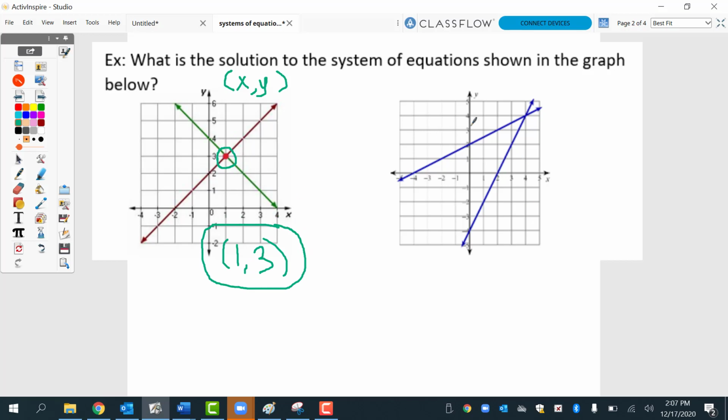Okay. In this graph over here, I see that the lines do touch. Where do they touch? Up here. And I'm going to write my answer in parentheses. So what's the x number? It says 4, comma, what's the y number? Also 4. And so the solution is (4, 4). Pretty easy.